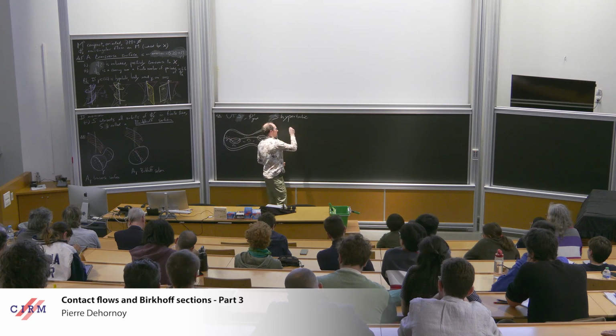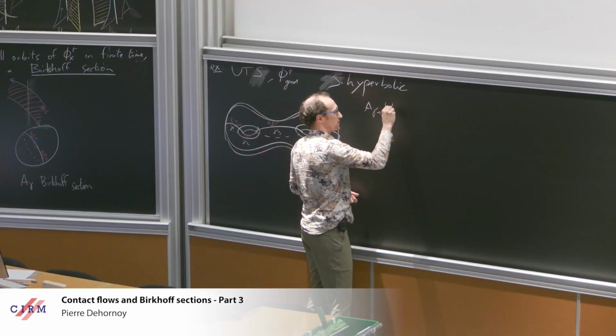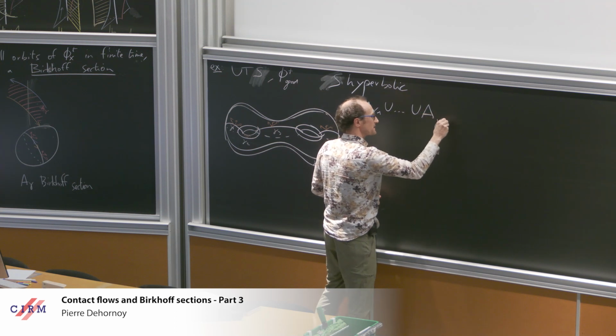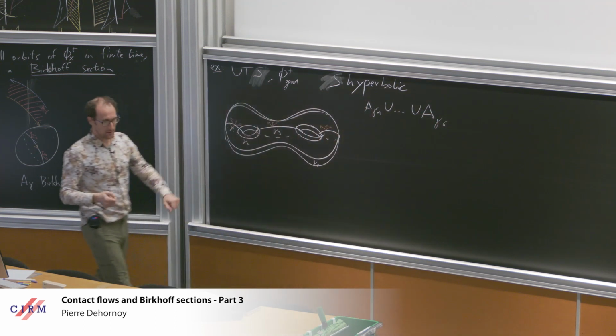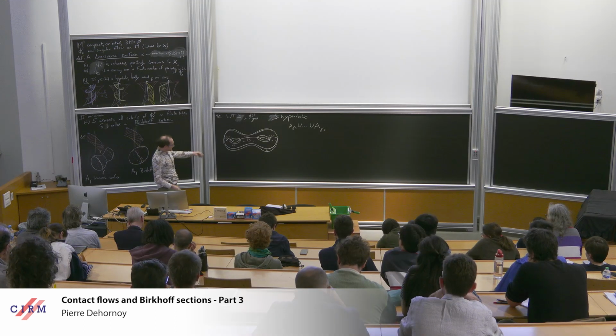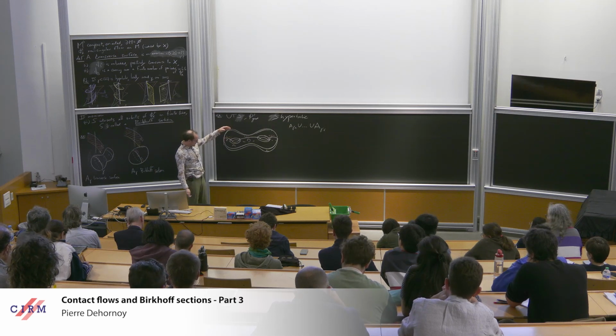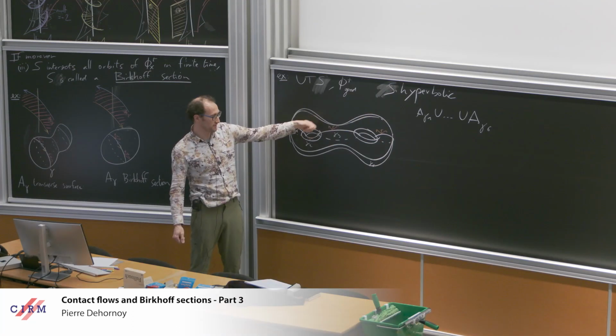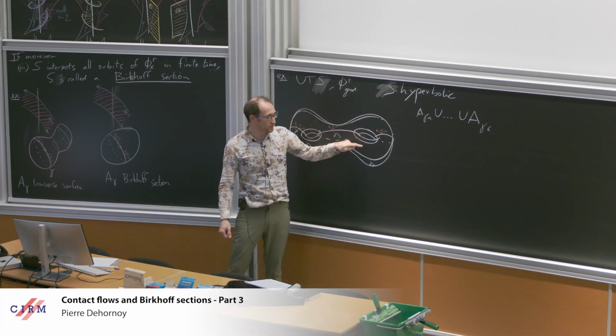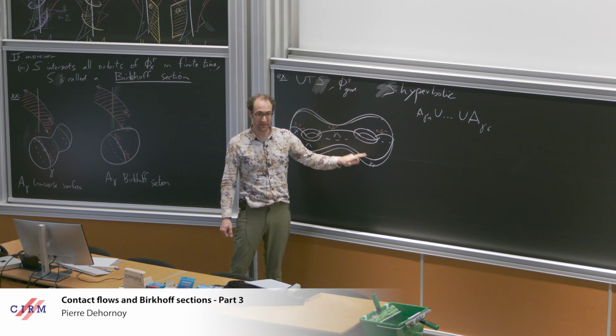So I can consider the union A gamma 1, union A gamma 6. And I may wonder, is this a Birkhoff section? The reason I took that many geodesics is that here I am sure that all orbits of the geodesic flow will intersect those curves in finite time.